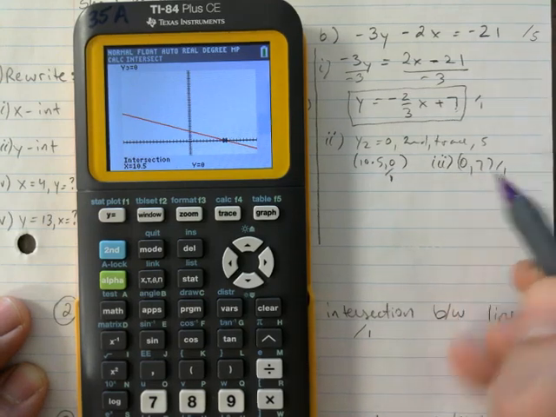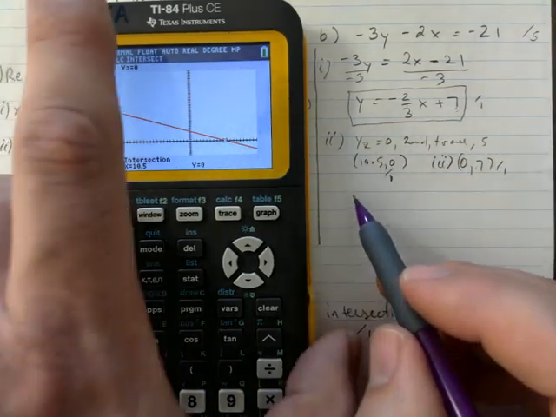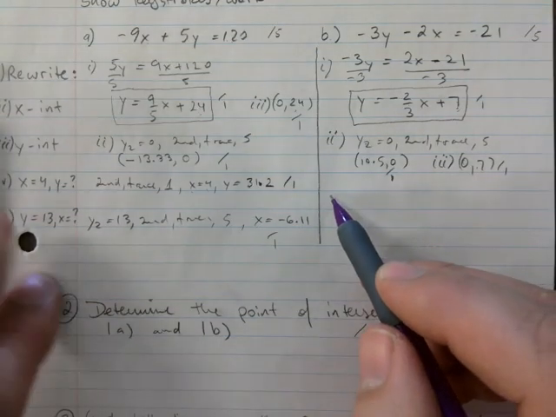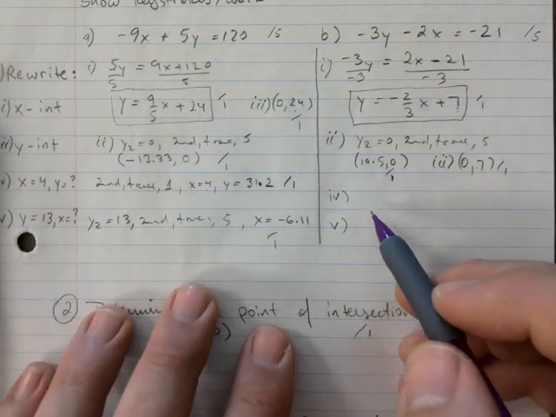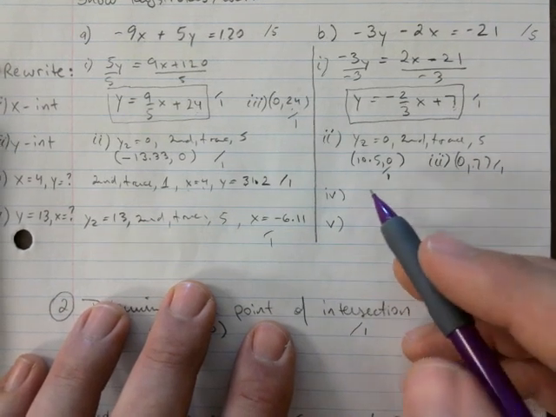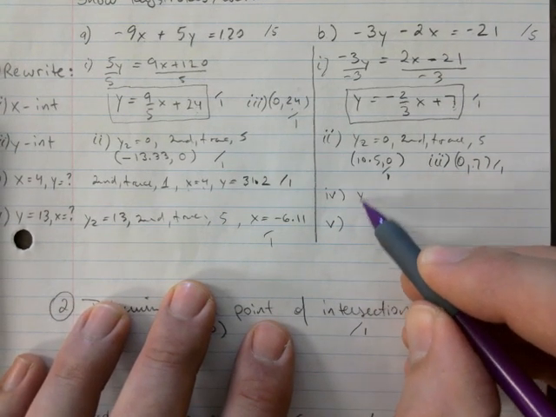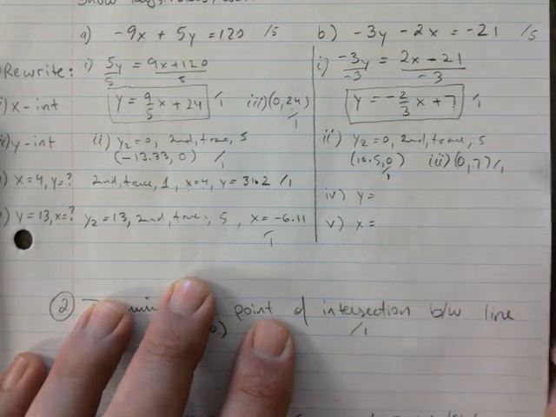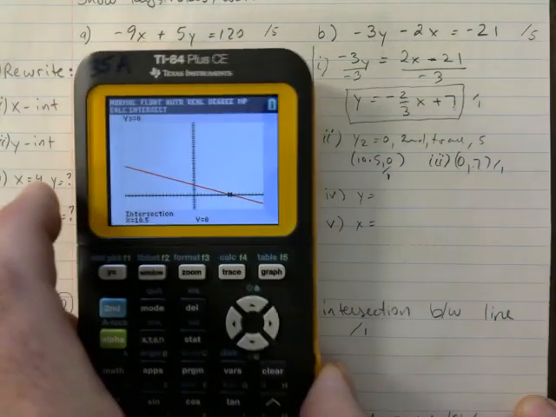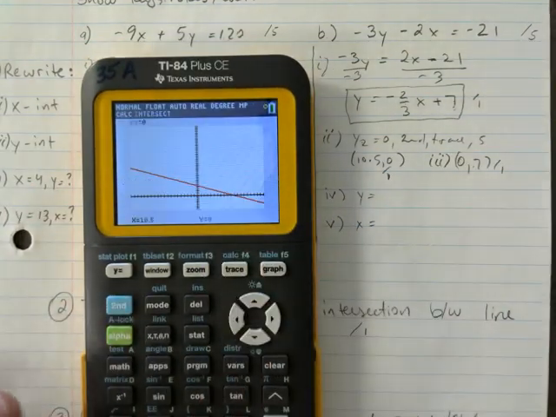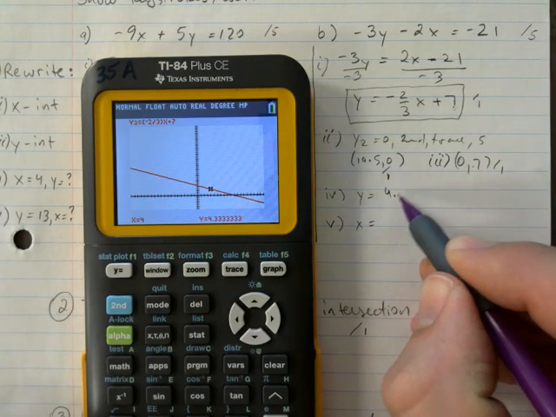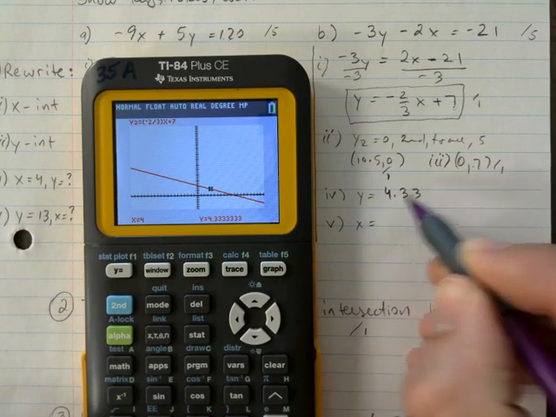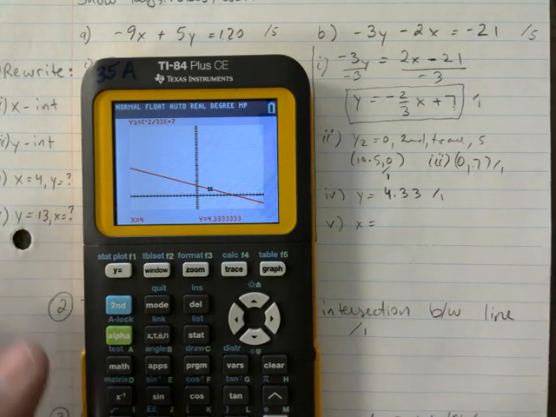So 1, 2, 3 so far, and then we'll repeat for 4 and 5 the same thing. I will not do the keystrokes again. I will just tell you that here y is something, x is something, right? So I'm going to go second trace 1 when x is equal to 4, y is equal to 4.33. You get a mark for that.